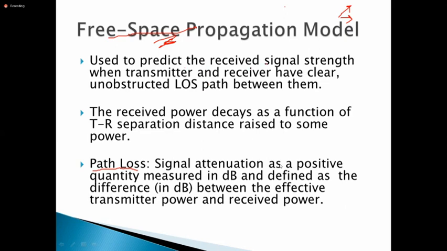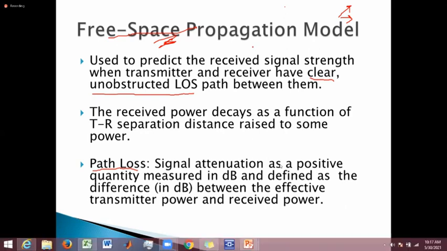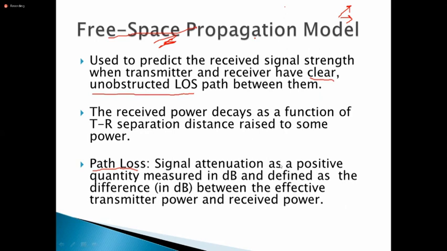Okay. Now it is used to predict the received signal strength when the transmitter and the receiver have a clear, unobstructed line of sight path. This is the main assumption that we make. To do these calculations, we assume communication happens along a straight line between the transmitter and receiver with no obstruction. So the free space propagation model is used in line of sight propagation.